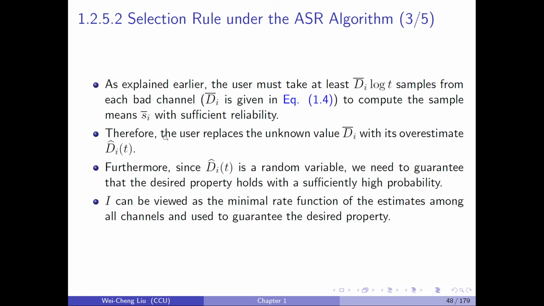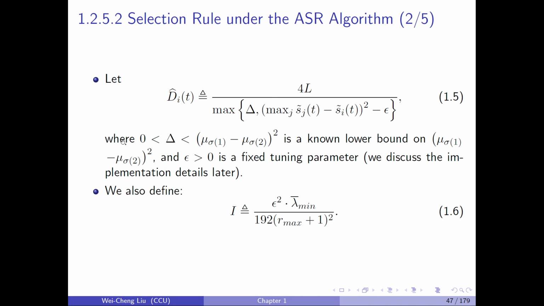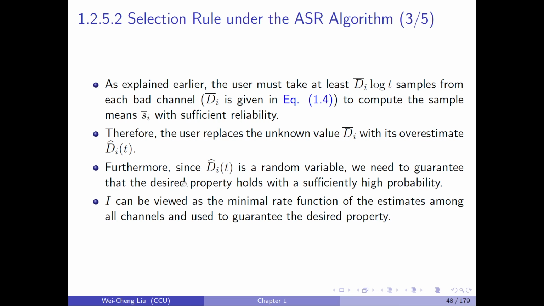Therefore the user replaces the unknown value d bar I with its overestimate d hat I of t. What is d hat I of t? It is defined in equation 1.5. Furthermore, since d hat I of t is a random variable, we need to guarantee that the desired property holds with a sufficiently high probability.